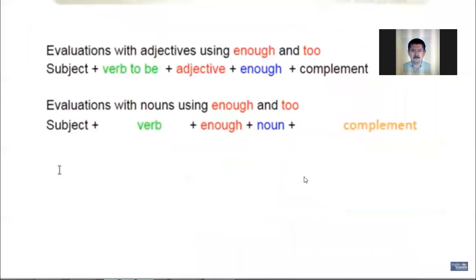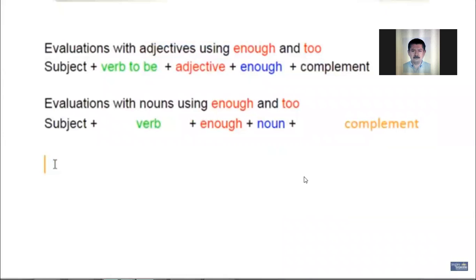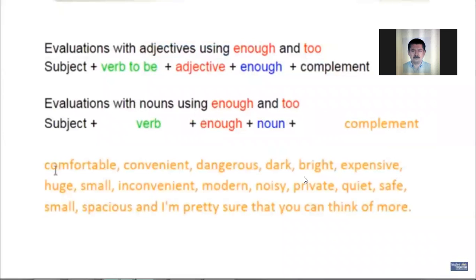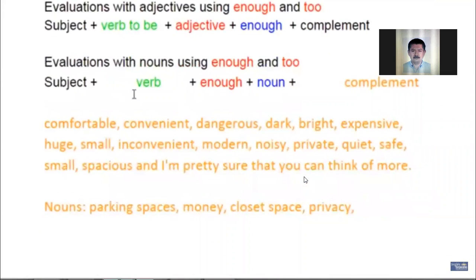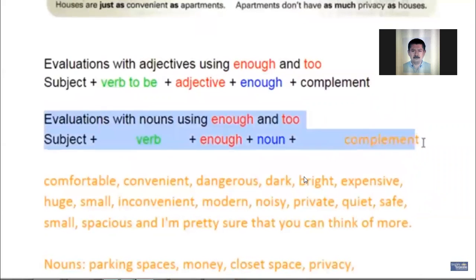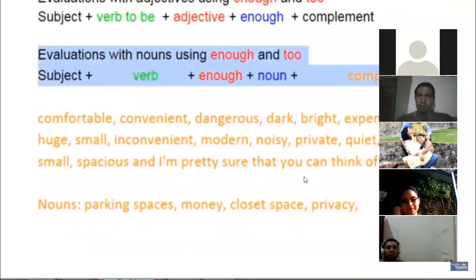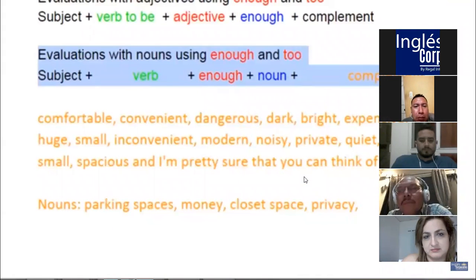The last thing that I would like for you to do now is to evaluate your house or apartment. Depends on where you live, right? And I want you to evaluate your house or apartment using adjectives, such as the ones that are here, and of course, following the formula that I presented to you earlier today. And I also want you to evaluate your house or apartment using nouns. So once again, using the formula that I'm presenting to you today. And then, of course, you're going to follow this formula. So I want you to make as many examples as you possibly can. The idea is to practice as much as possible.